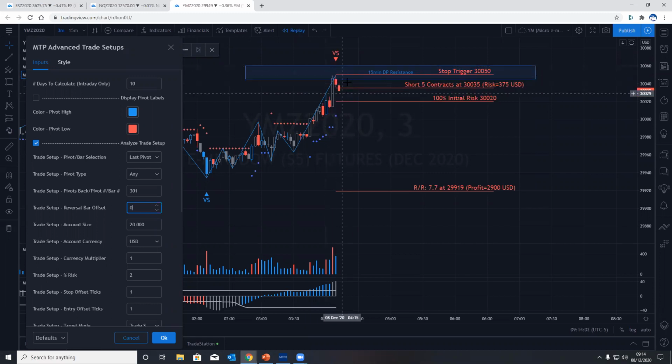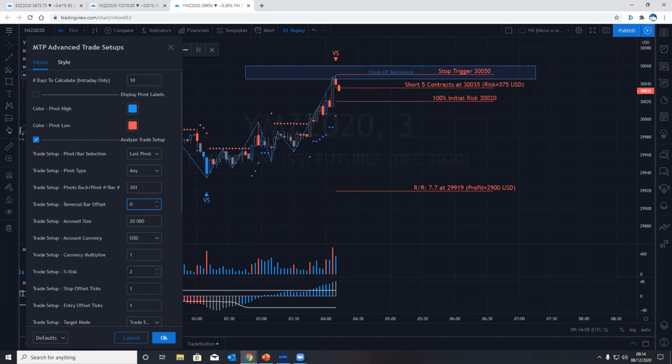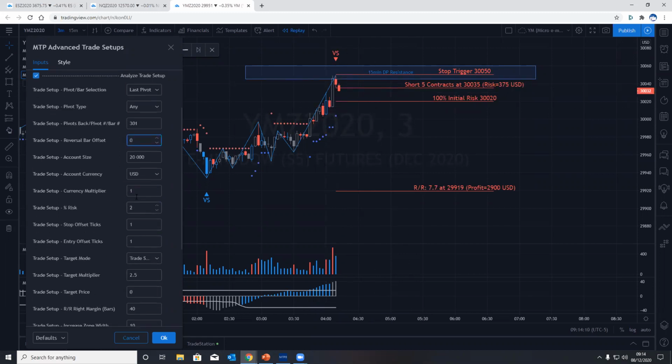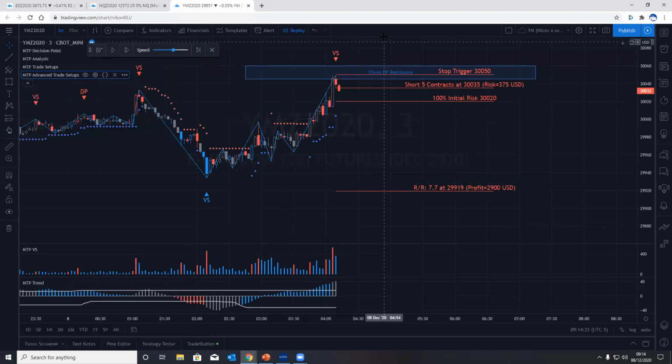So this is now a potential trade setup where we have our position sizing taken care of. In other words, we risk less than 2% of a sample $20,000 account. You can change the size here to whatever account you want. In other words, this is our initial risk. Our target is down here at plus 7.7R. This is calculated for you.